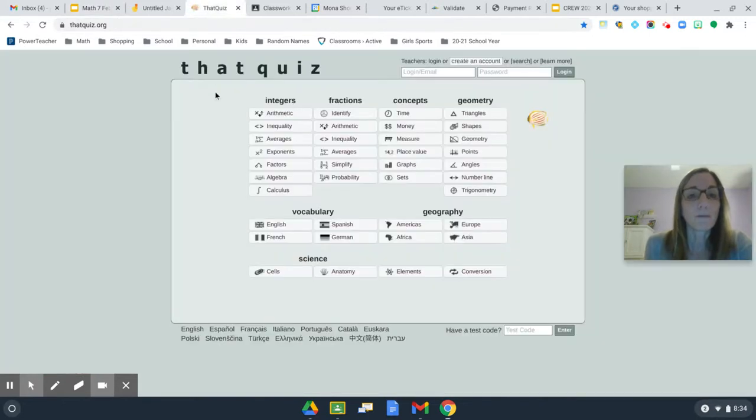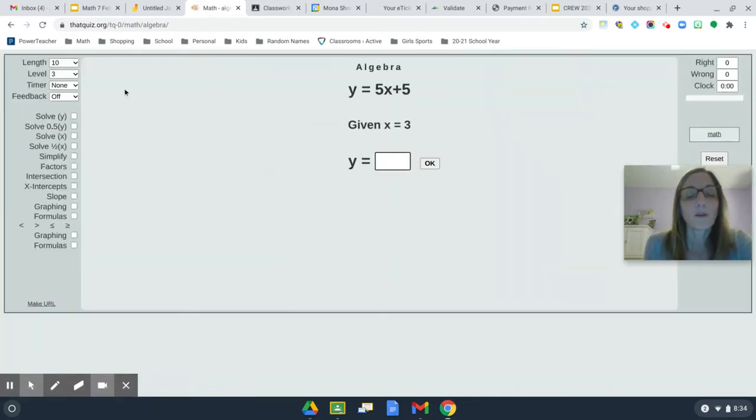So right here, this is thatquiz.org. And so you'll go underneath the integers column and go to algebra. And when you click on that, over here on the left-hand side, right now it's set for a length of 10. I would probably leave it at that. If you want to, you could go up to 20. Just depends on the amount of time you have in class today. If you start with 10 and get through it, if you want to come back here and do 10 more, that's fine.